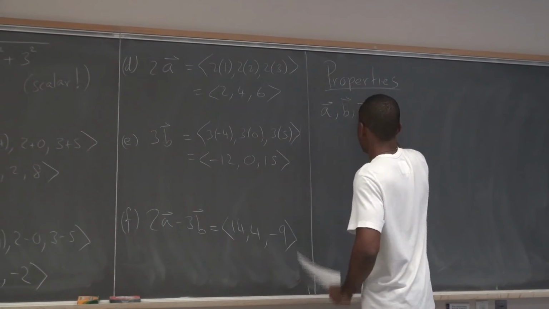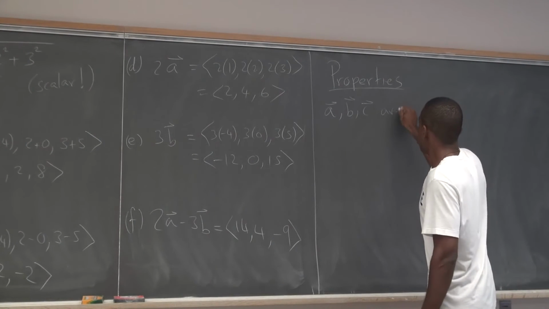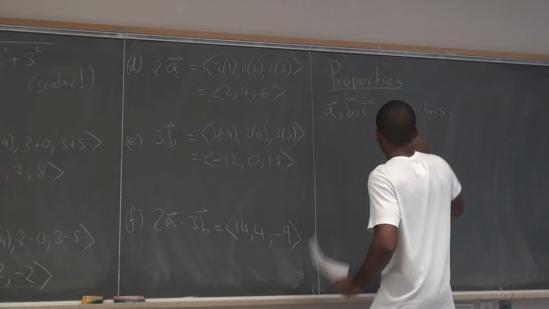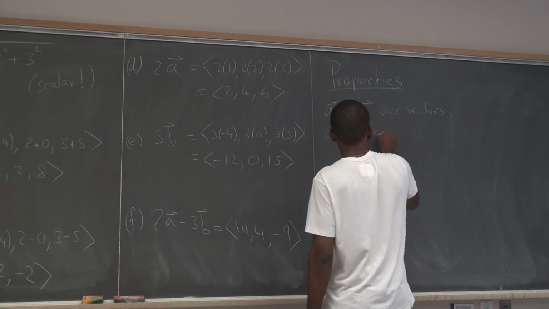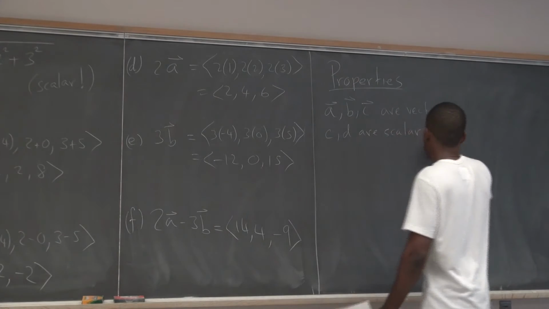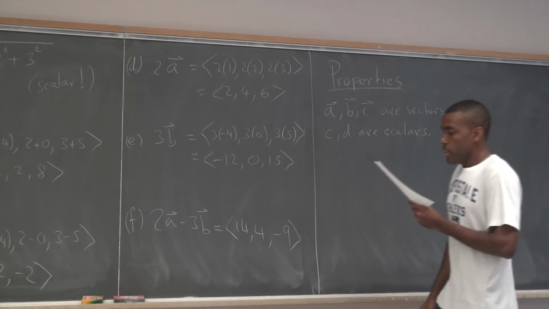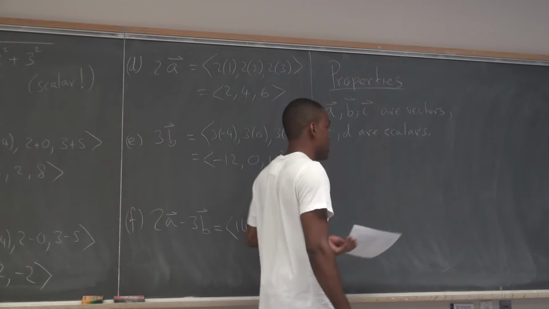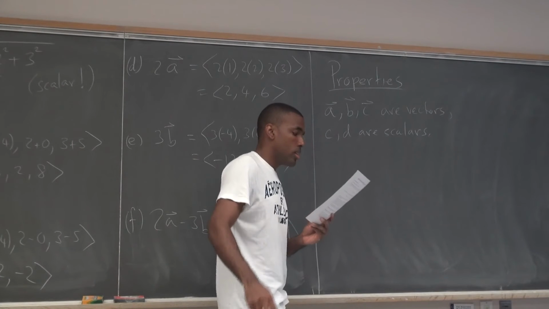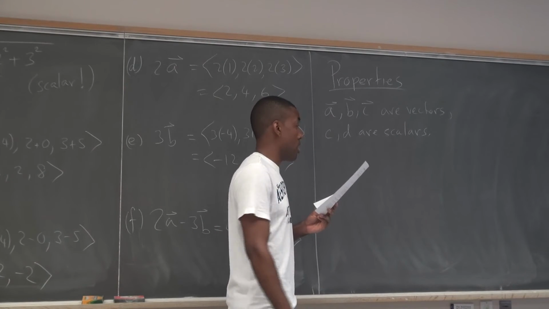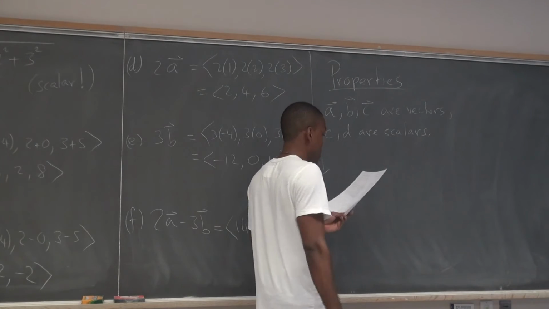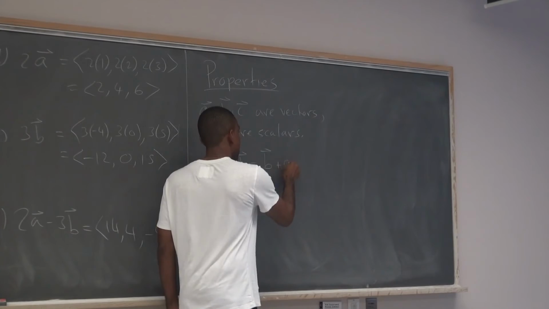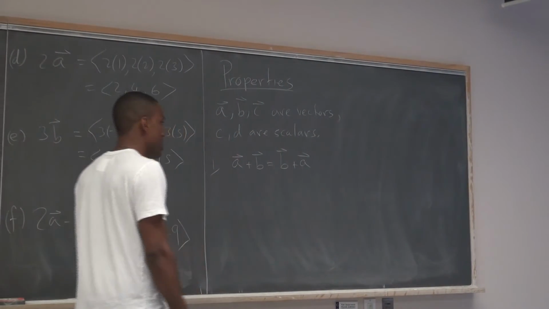Properties. You can see our vectors. C and D are scalars. Now I'm going to write down a bunch of stuff. It's going to seem obvious because in vectors, that's just how they work. But there are contexts in mathematics where things like this are not obvious. So just bear with me. It turns out that A plus B is the same as B plus A. We have commutative addition.